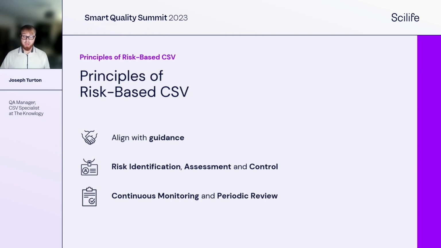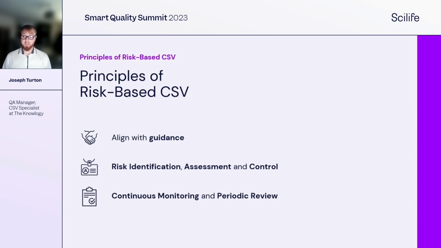So when we talk about aligning our CSV processes with a risk-based approach, the ICH-Q9 is a great tool that provides necessary processes from well-established guidance. It's key to any approach. When you're developing an approach to CSV and a risk-based CSV, using the right guidance to help you is key.